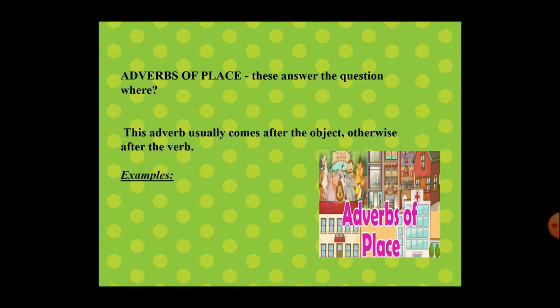Here are few examples. We saw you there. He will wait here. We looked everywhere. So students, you must have noticed that the adverbs there, here and everywhere are giving us information about where the action has taken place.